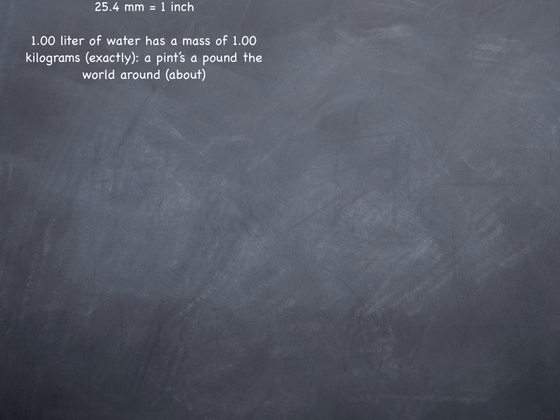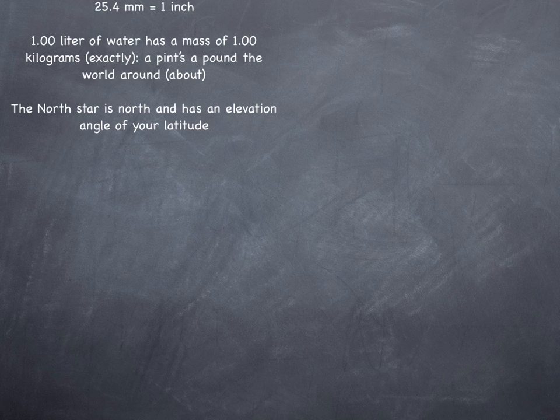Okay, this is going to be a review of the first couple of weeks. Here's some things you probably should know. 25.4 millimeters in an inch. 1 liter of water at 4 degrees Celsius is 1 kilogram. And a pint's a pound the world around.